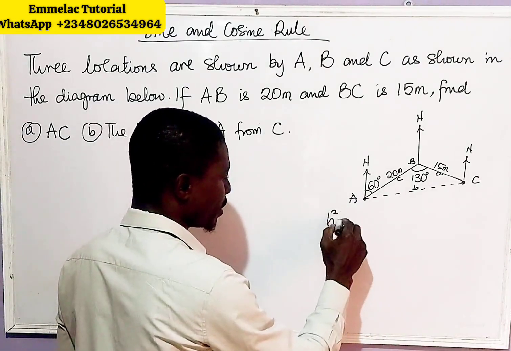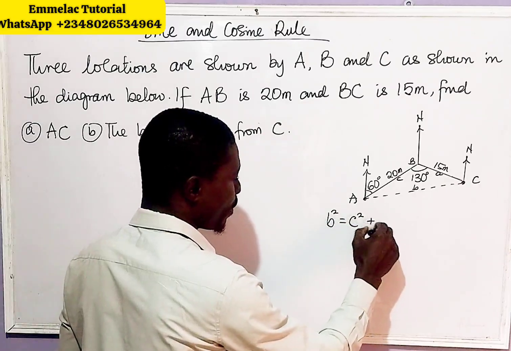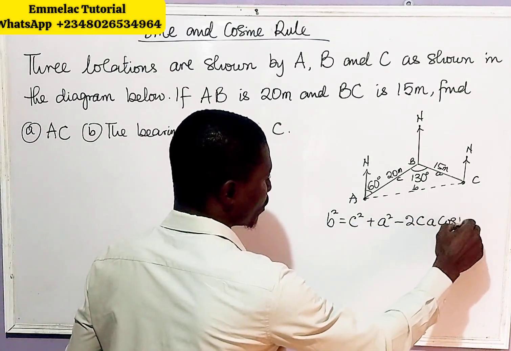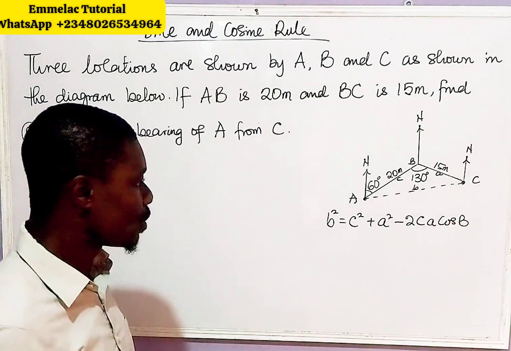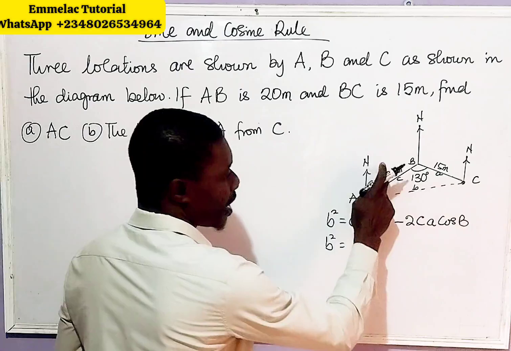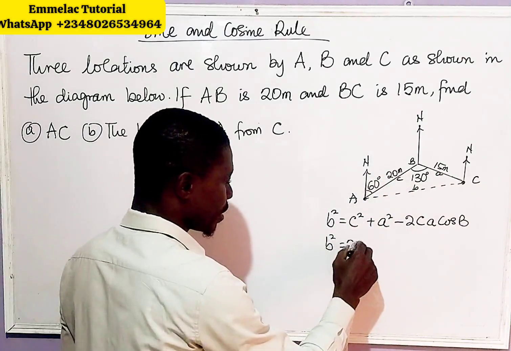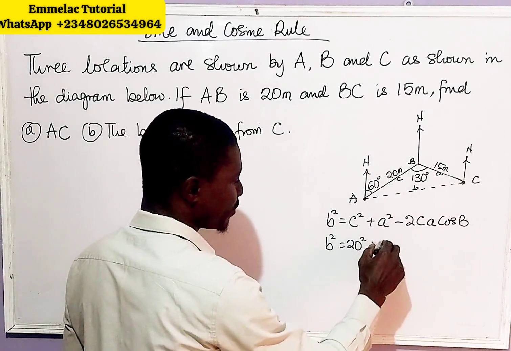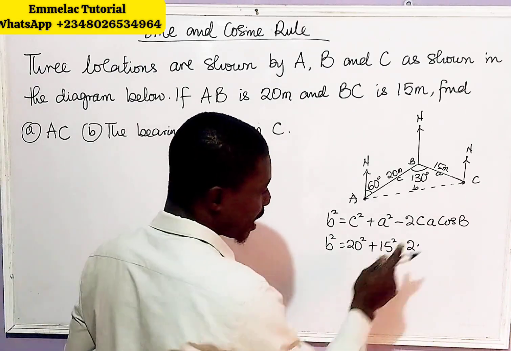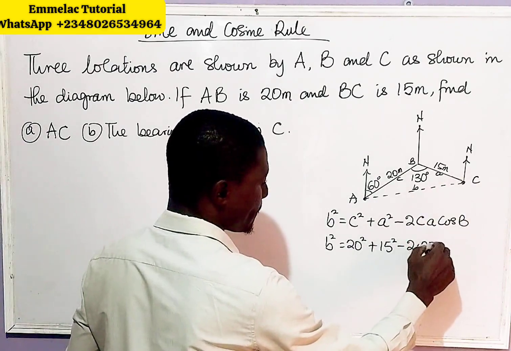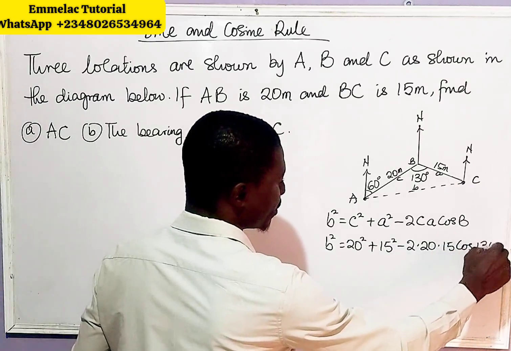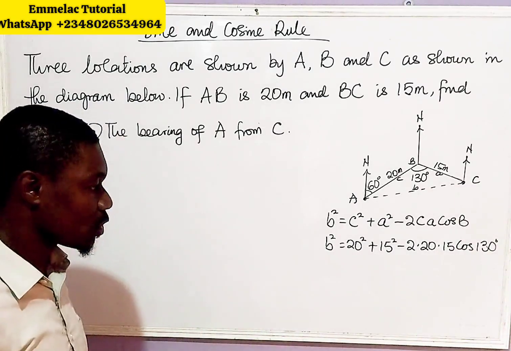Then here you have b squared equals c squared plus a squared minus 2ca cos B. So b squared equals our c, that will be 20 squared, plus our a, 15 squared, minus 2 times c, that will be 20, times a, that will be 15, then cos 130 degrees. Alright, so all we just need to do now is to compute.